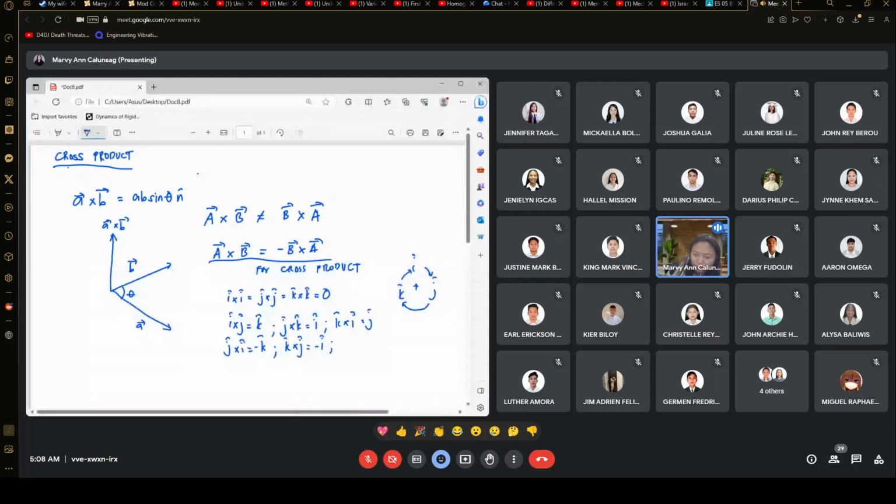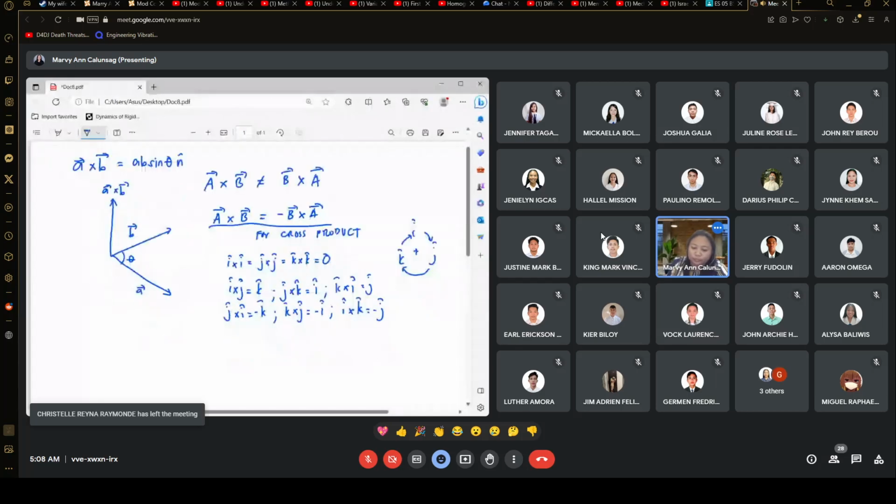and I cross K, your answer would be negative J. So, that is the guide for the cross product.